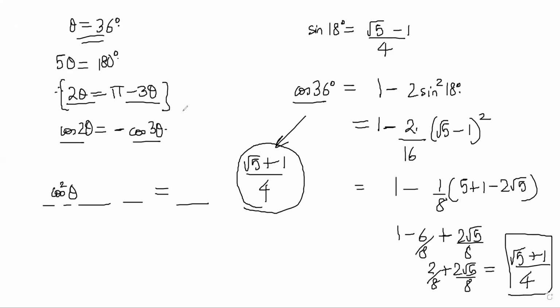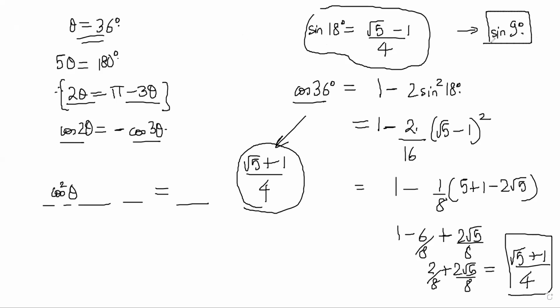Now that we know sine 18 and cos 36, we can find out other angles like 72. We can find out 54, right? So this is the method by which you get it. You can also find out sine 9 degree, because sine 18 degree you know, so you should be able to get the half angle of that.